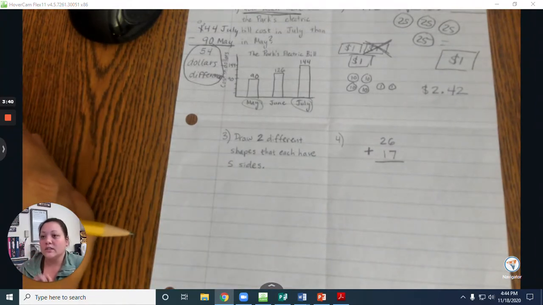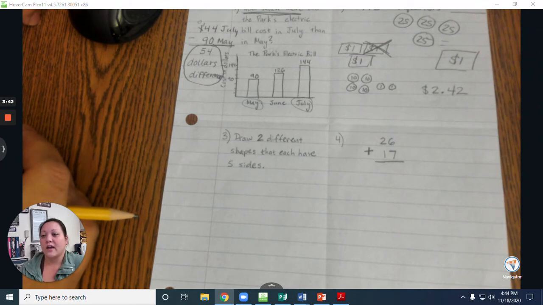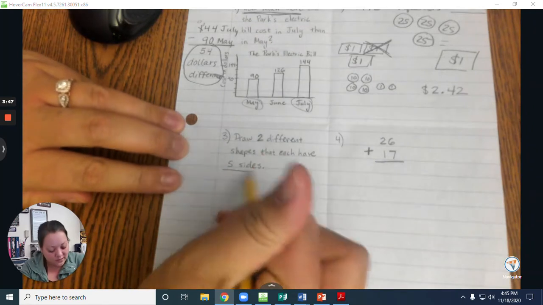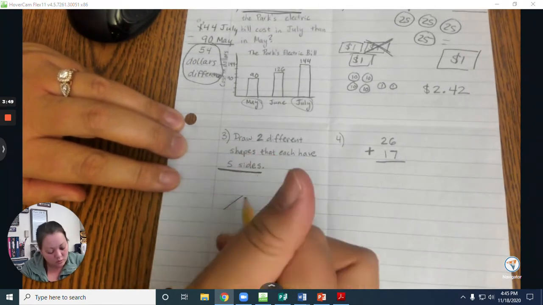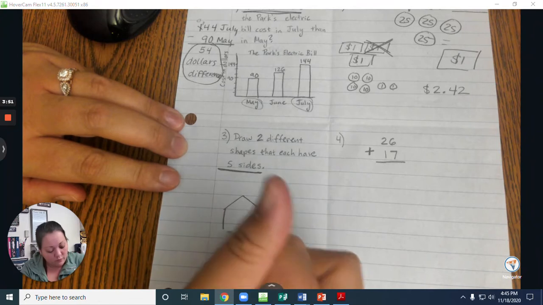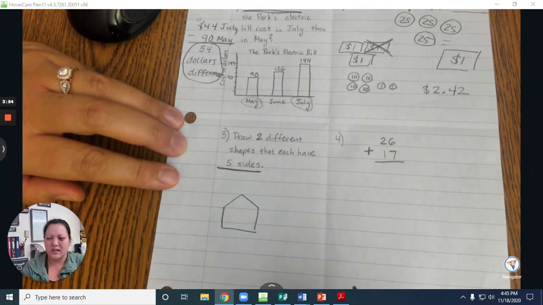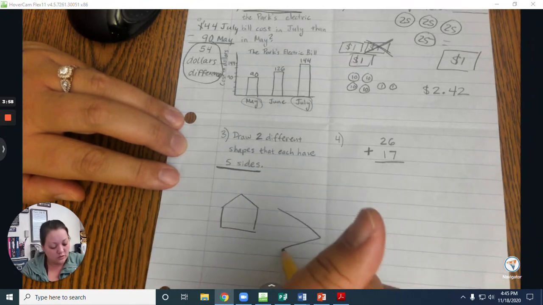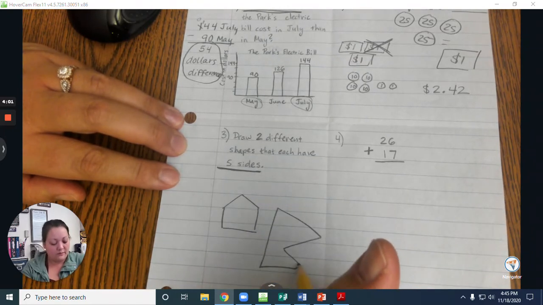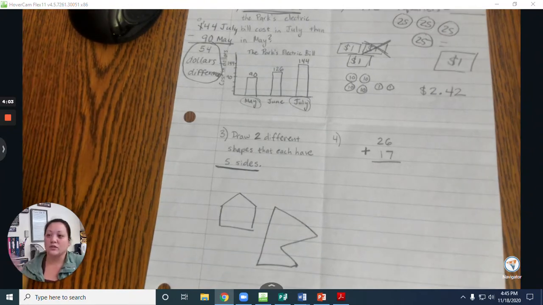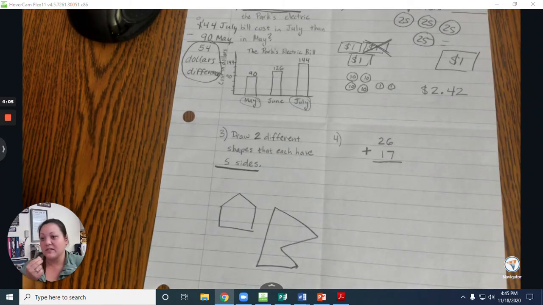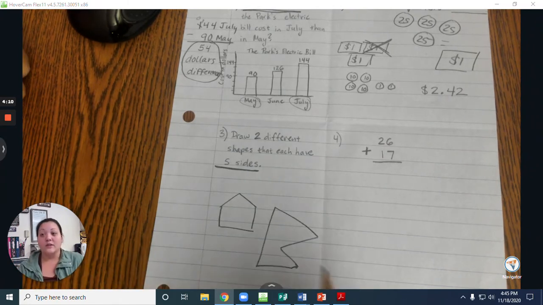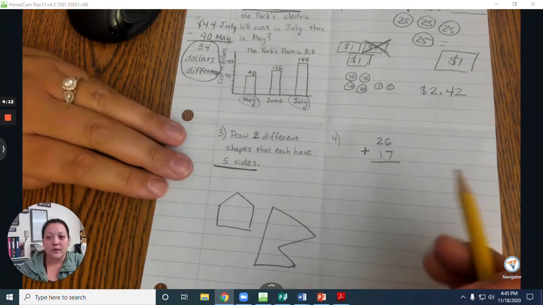So draw 2 different shapes that each have 5 sides. Okay, so 2 different shapes that have 5 sides. So that's my cue. Well, I'm going to draw 1, 2, 3, 4, 5. So that's one. And a different shape that might have 5 sides would be 1, 2, 3, 4, 5. 2 different shapes, they each have 5 sides. So this could be anything for you, okay? Just make sure your shapes have 5 sides.